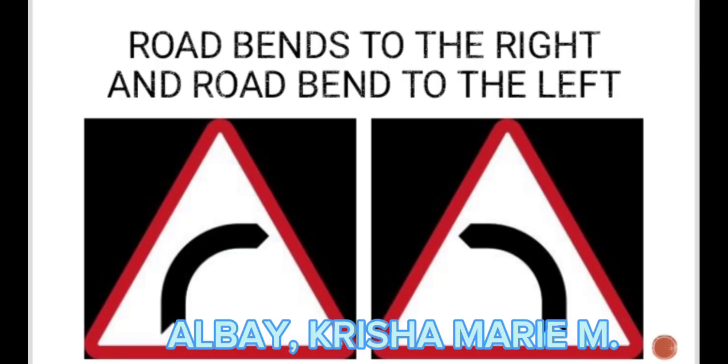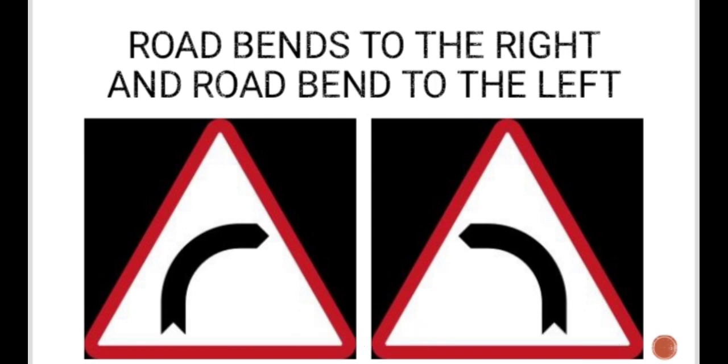So next is road bends to the right and road bends to the left. So the sign is placed on the road to warn the drivers about an upcoming turn. So depending on the direction of the arrow, the driver should either turn left or right. So this sign is usually placed before a sharp turn in the road.